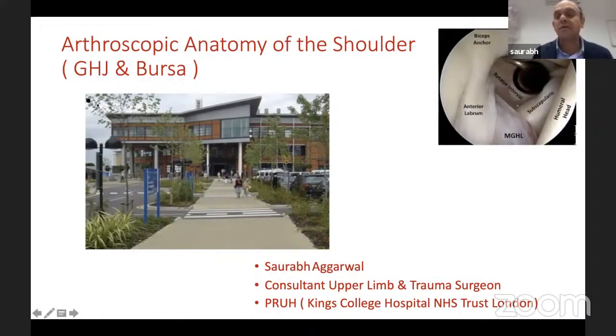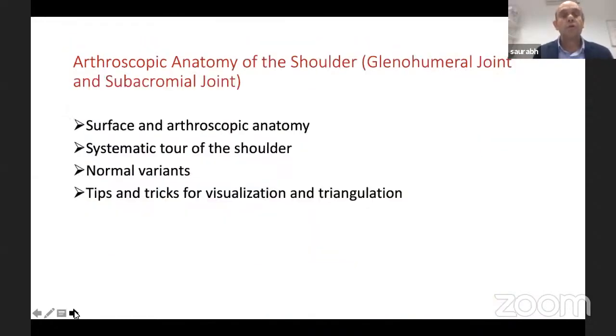I'm Saurabh. I'm a consultant upper limb and trauma surgeon. I'm based at True. We are part of King's College Trust. Our topic today is arthroscopic anatomy of the shoulder. So we want to talk about the glenohumeral joint and subacromial space, bursa and rotator cuff. So these are the topics that we're going to touch base on today.